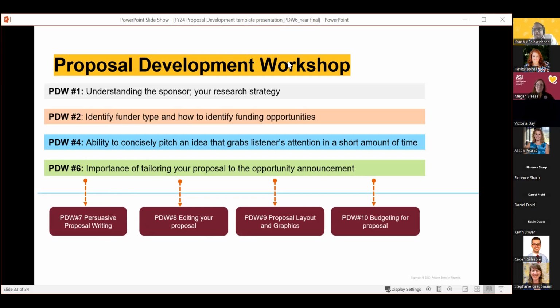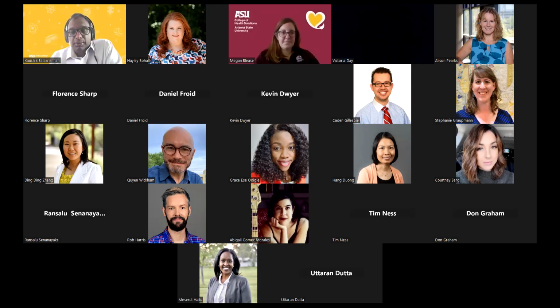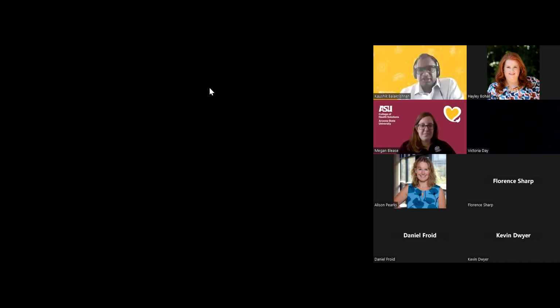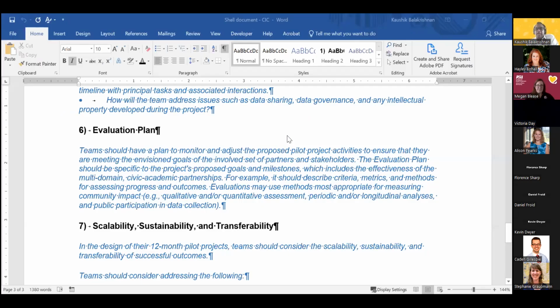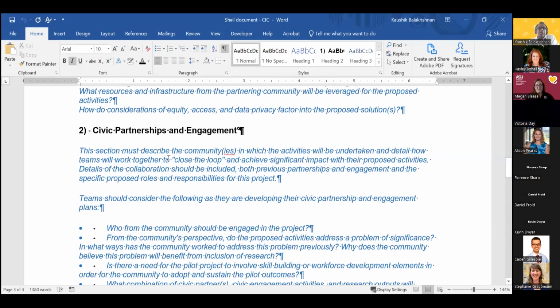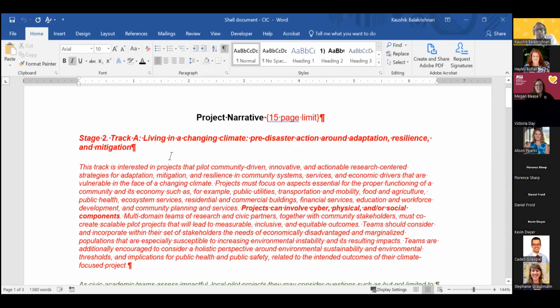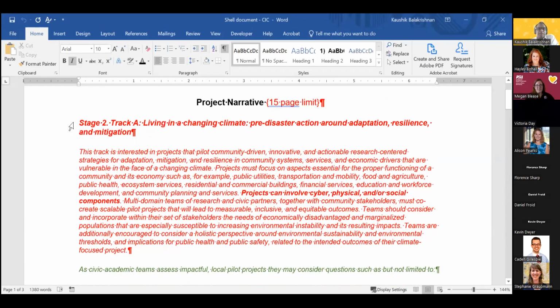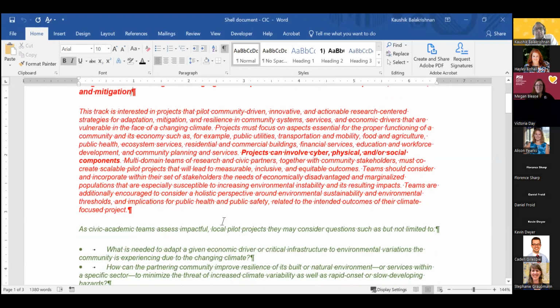I want to go back and share one more thing before we open it up broadly: what does a shell documentation look like? We talked about the outline broadly when we were looking at the solicitation. So this is the NSF. I picked up stage 2, track A, and I have a successful stage 1 that I submitted. So I have a lot of information from that, and I'm going to take it and say all the things we did and how we adapted it.